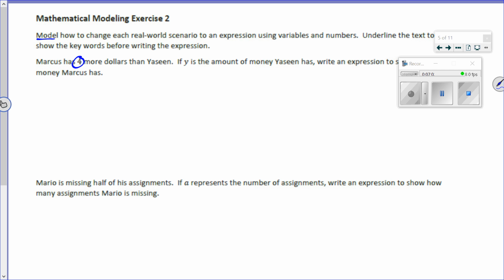So we'll do the first one together. Marcus has $4 more than Yassine. If Y is the amount of money Yassine has, write an expression, there's our task, to show how much money Marcus has. So more dollars than tells me what? Addition, a flipping phrase. So Y is what Yassine has. Y, $4 more. Y plus 4.